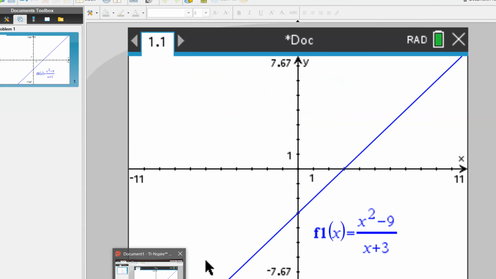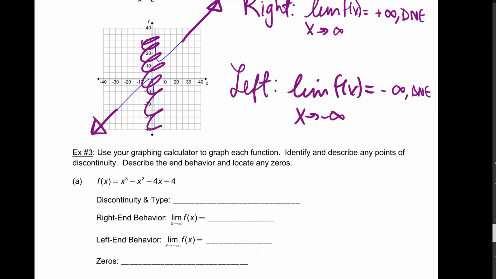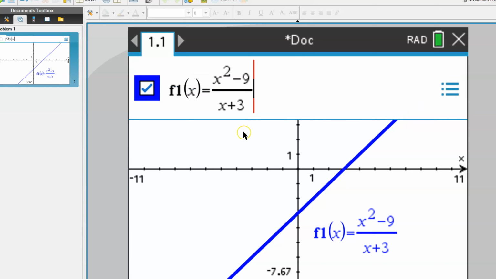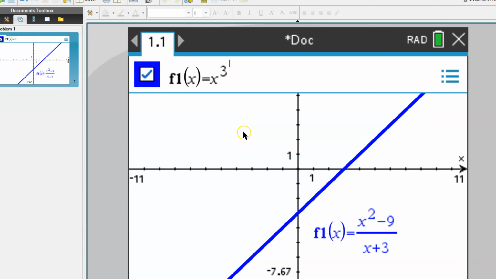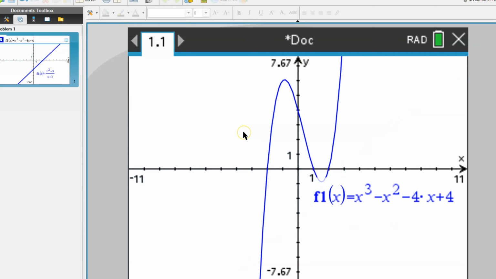So first step, let's plug in our function. I have x to the 3rd power minus x squared minus 4x plus 4. Look at that. Are we surprised that it's continuous? Look at it. No, we're not, because it's a polynomial.